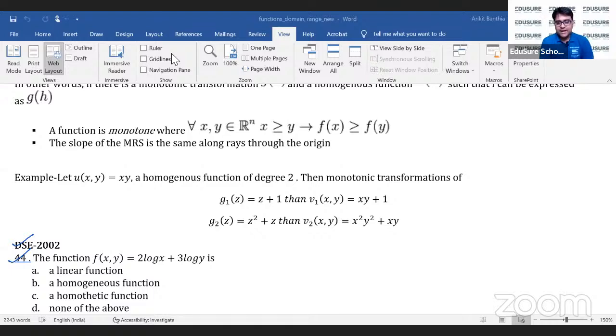Right. Ending the poll in 5, 4, 3, 2, 1. Ending the poll now. Sharing the results.